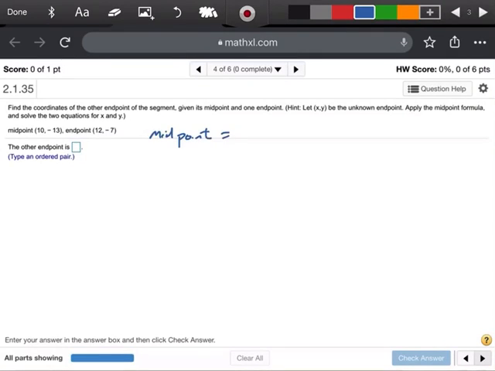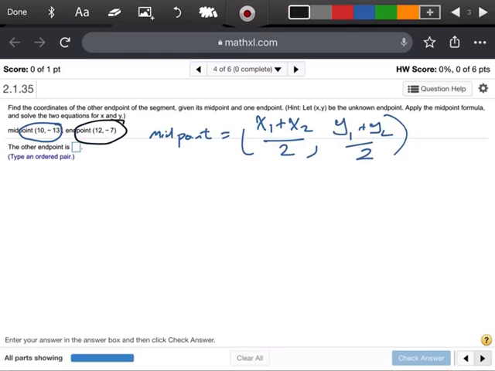Okay, so remember, our midpoint formula is x1 plus x2 divided by 2 and y1 plus y2 divided by 2, right? Okay, so we already know that this is my midpoint right here, and we know that this is one of the endpoints. So how about if we call this one here x2 and y2?